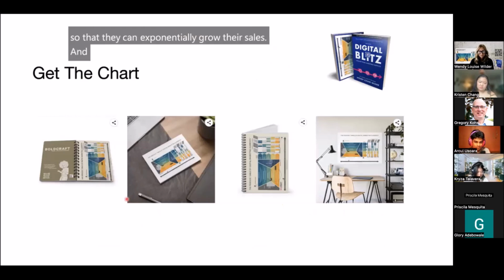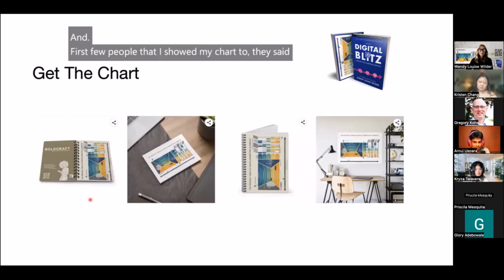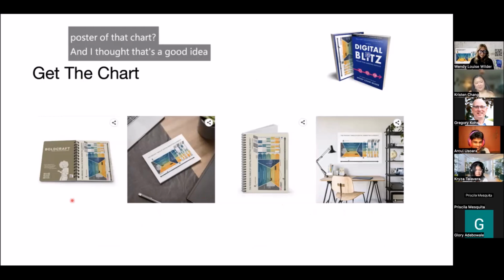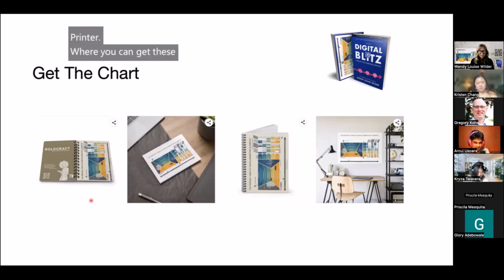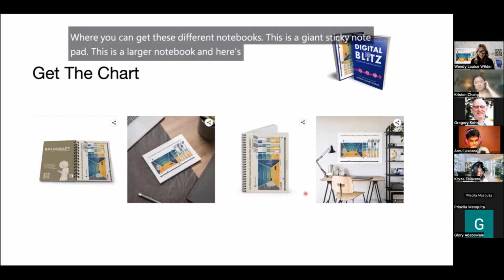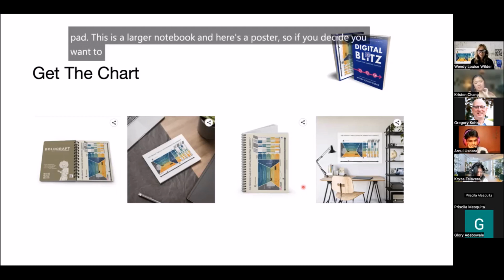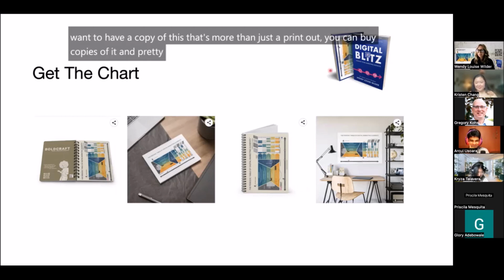And the first few people that I showed my chart to said, can I have a poster of that chart? And I thought, oh, that's a good idea. So I found this printer where you can get these different notebooks. This is a giant sticky notepad. This is a larger notebook, and here's a poster. So if you decide you want to have a copy of this that's more than just a printout, you can buy copies of it. And pretty soon, my book will be available, and it's printed on the back of the book too.